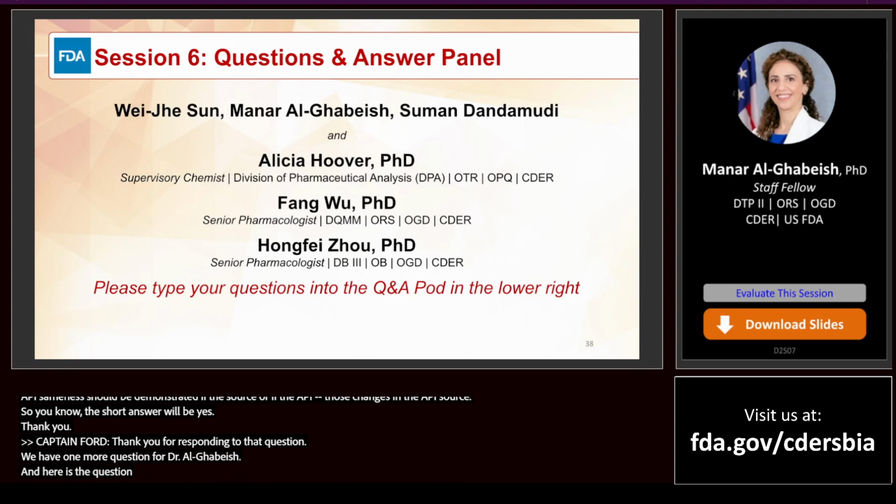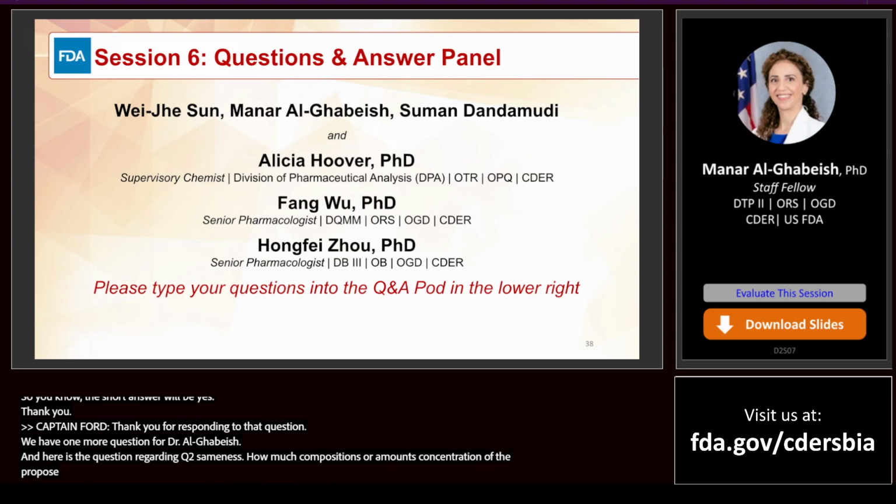Q2 sameness. How much compositions or amounts, concentration, of the proposed generics are expected to be the same as the RLD, and are any differences allowed?